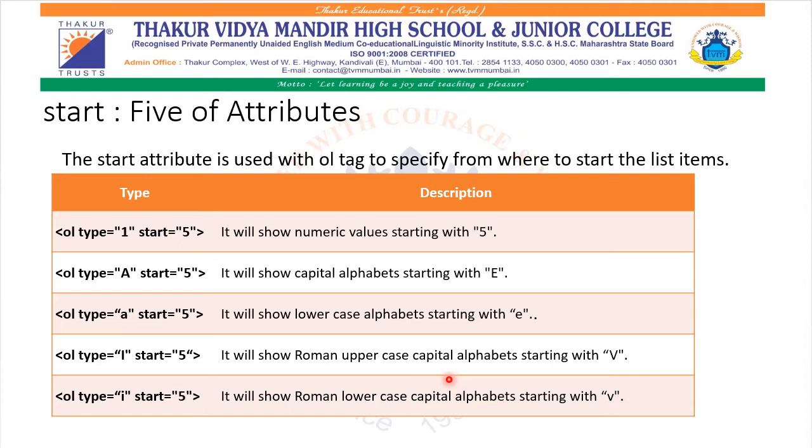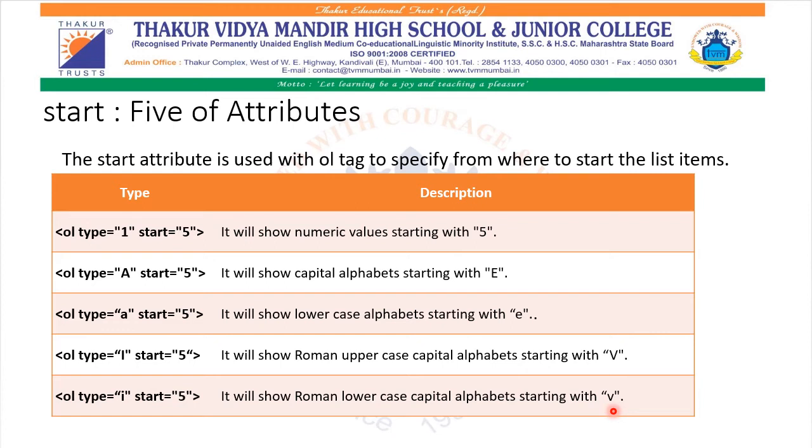Now here the last one is OL type equals to small i, start equals to 5. It shows the Roman lowercase alphabet starting with small v, that is 5 in Roman lowercase. This represents that the list will have the sequence starting from the fifth position, that is lowercase v. Now let us see this example here.